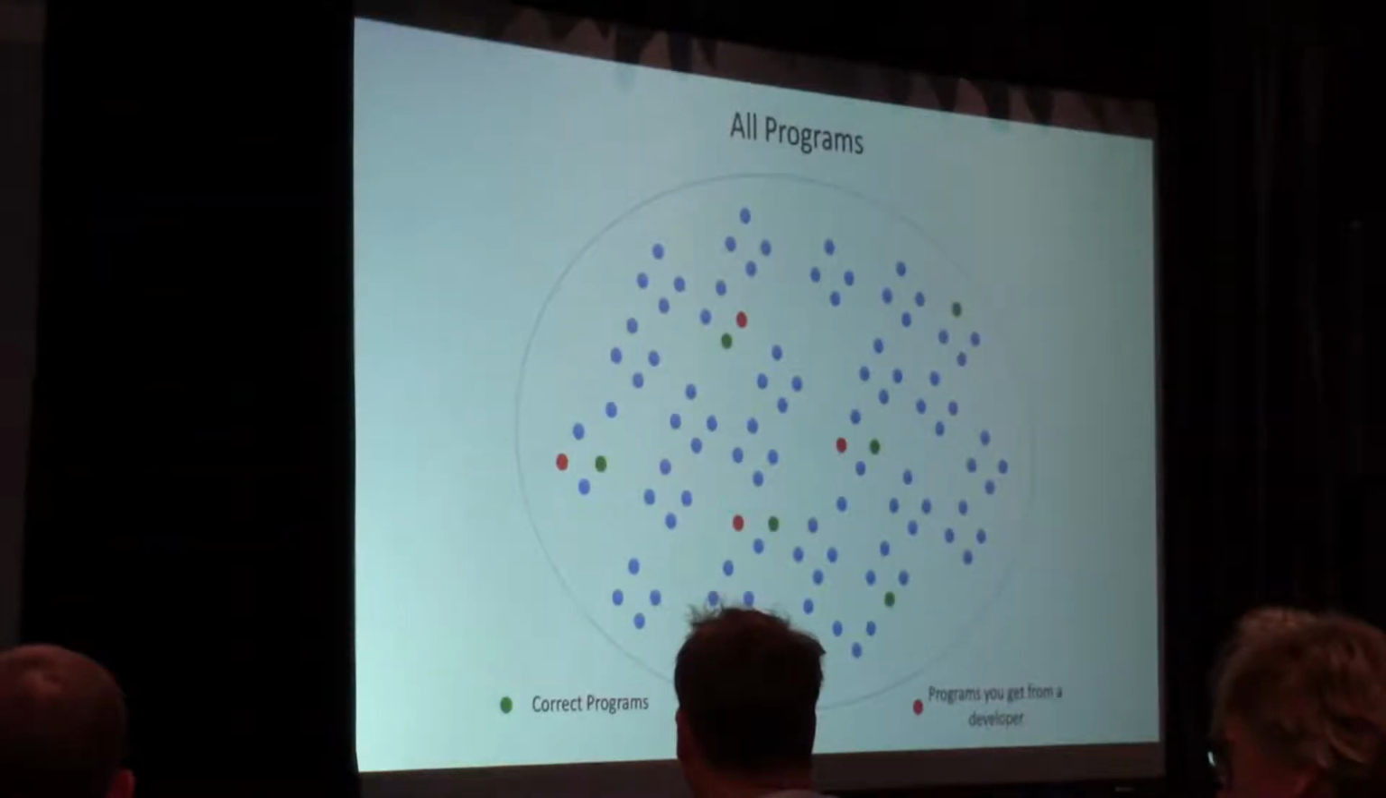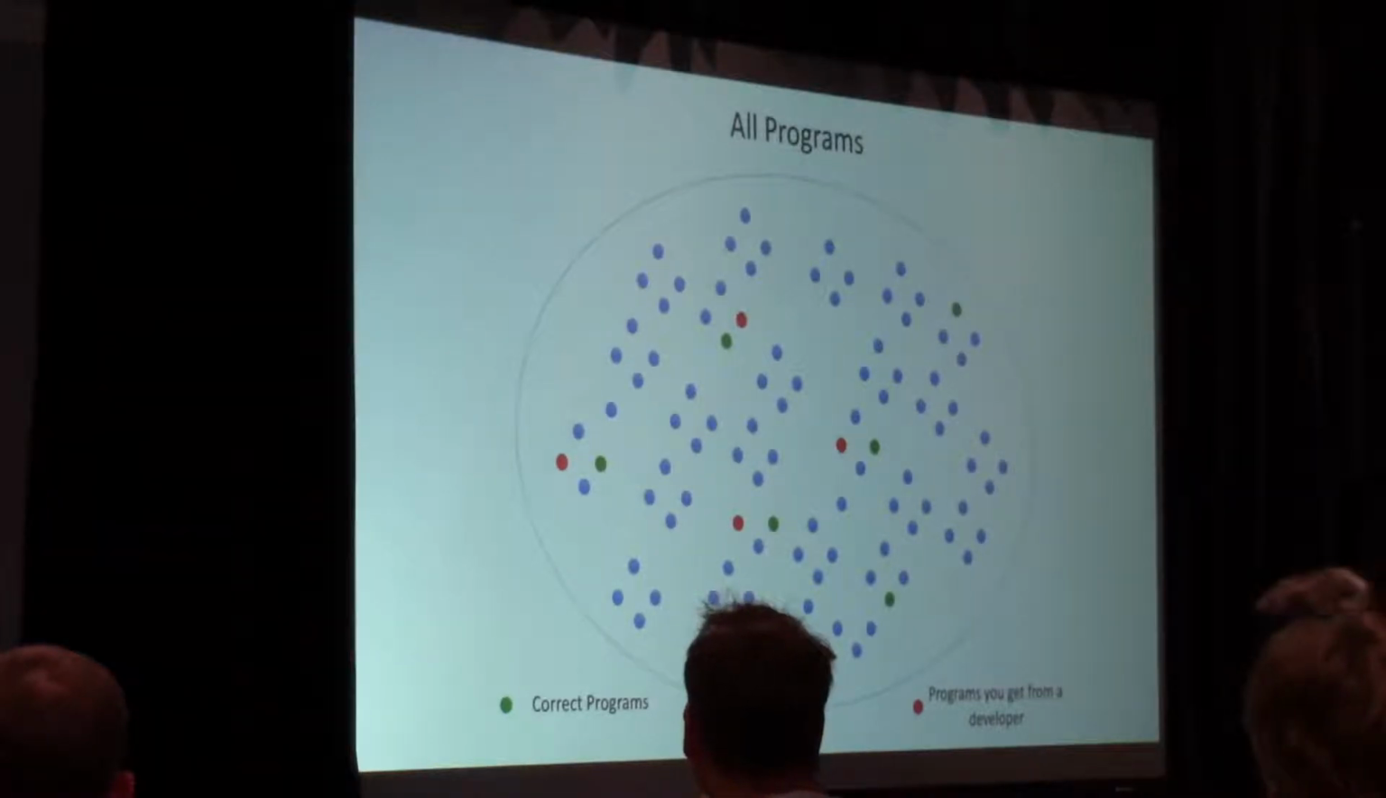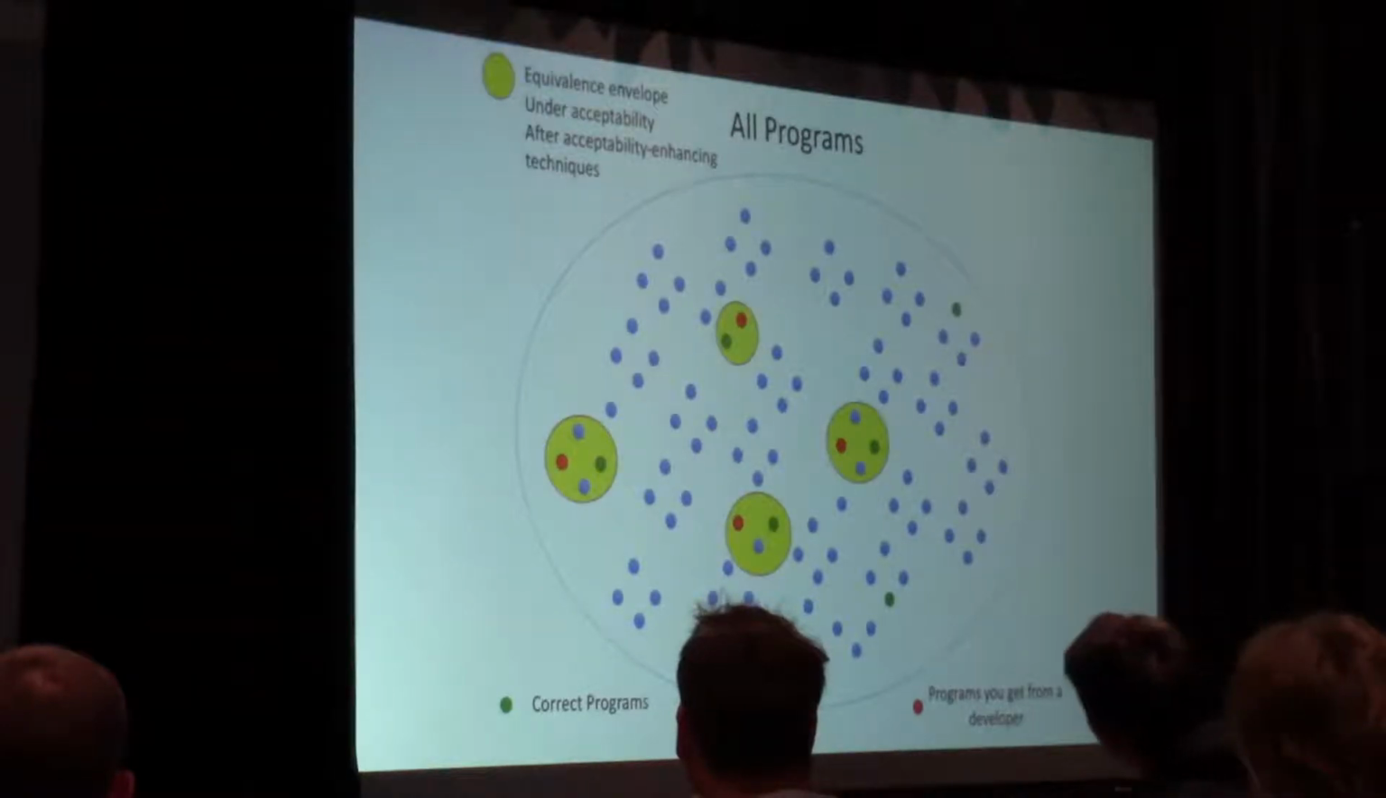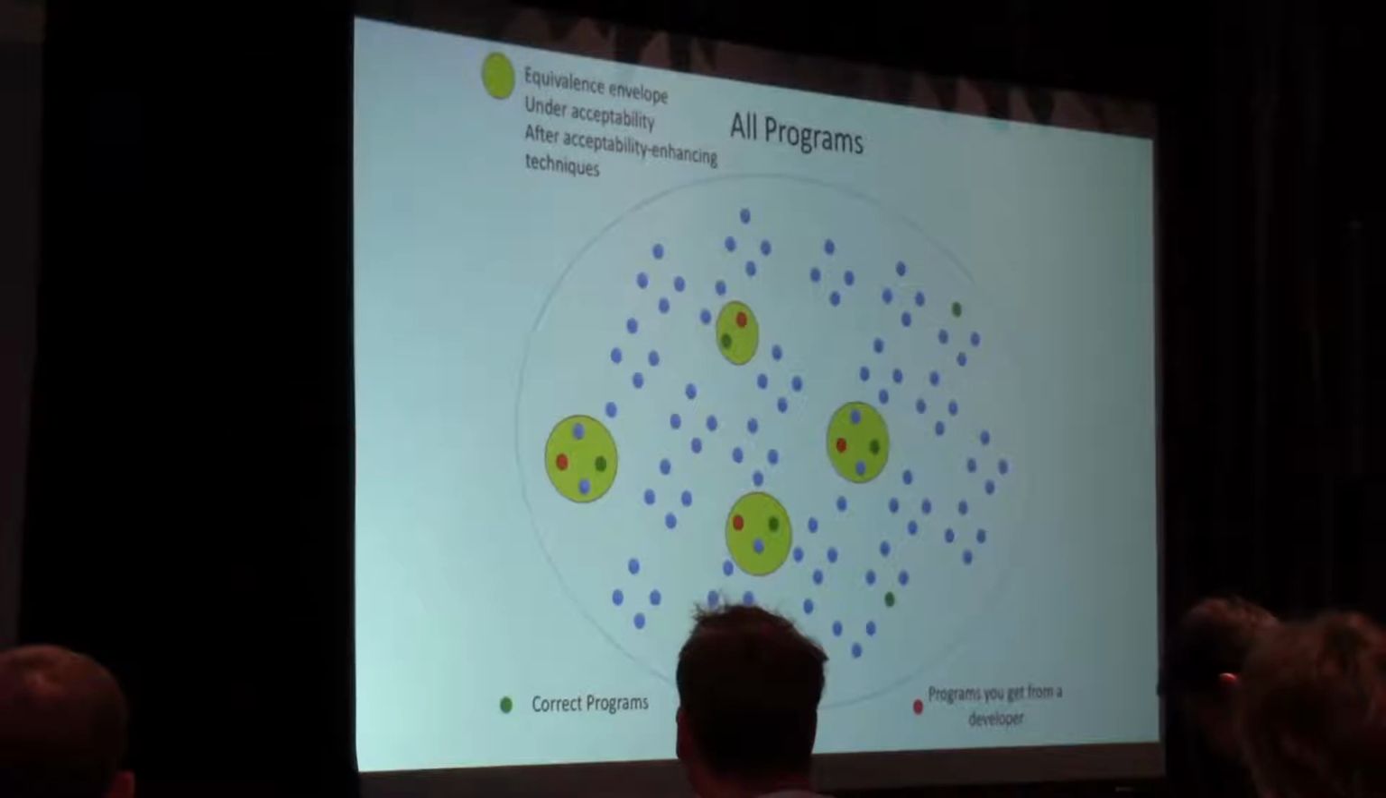And the green programs are the correct programs. The red programs are the programs you get from the developer. Notice they're not the same program. The programs you get from the developer are always incorrect. What these techniques do is they put this nice little bubble around it and make them the same under acceptability. Which is really nice.